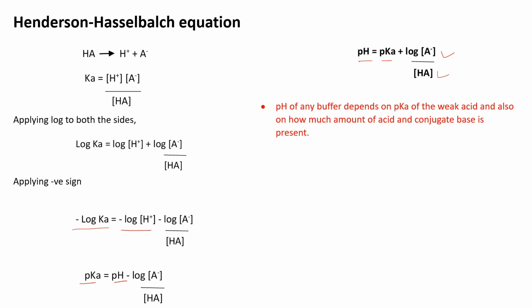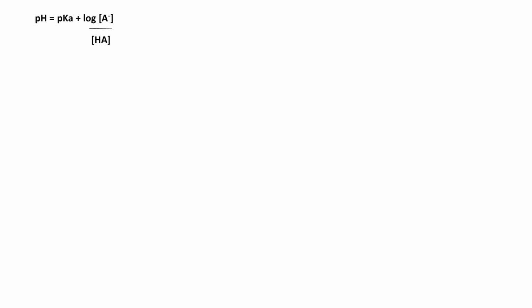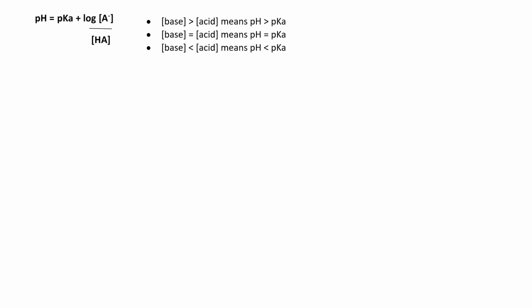So pH of any buffer depends on pKa of the weak acid and also on how much amount of acid and conjugate base is present. So the formula is pH equals pKa plus log concentration of A- upon concentration of HA. That is concentration of conjugate base divided by concentration of acid. So in which condition pH will be equal to pKa? When this value will become 0.